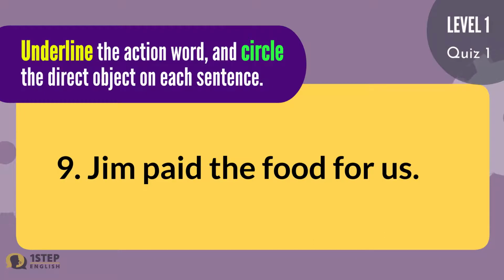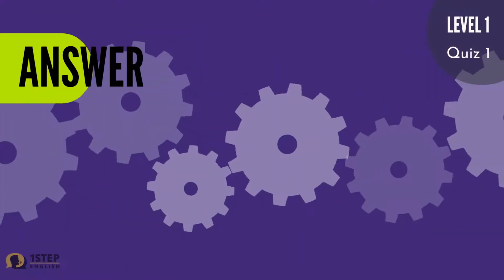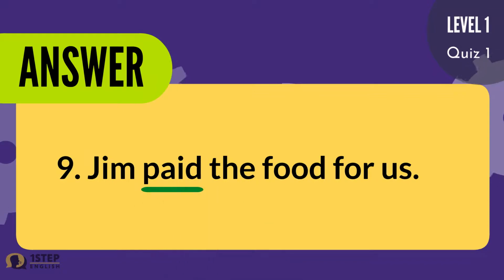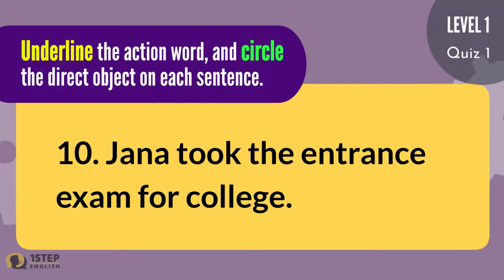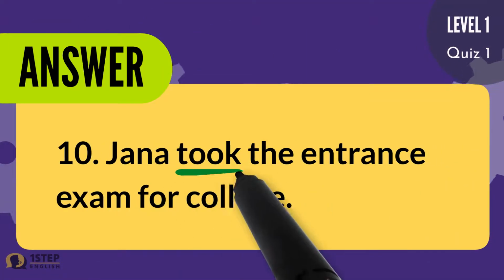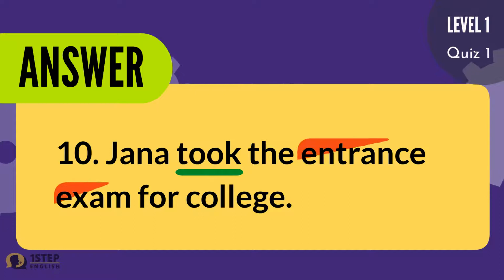Number 9. Jim paid the food for us. Paid is the action word. Food is the direct object. Number 10. Jana took the entrance exam for college. Took is the action word. Entrance exam is the direct object.